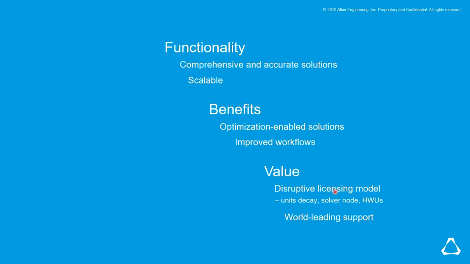So we spoke about the disruptive licensing model. Essentially, the more jobs you run, the more cores you use, the relatively cheaper it gets. And all this is using HyperWorks units. The same HyperWorks units that you use to run OptiStruct are the same HyperWorks units that you use to run HyperMesh, for example. And they're also the same HyperWorks units that can be used to run any third-party application as part of the Altair Partner Alliance. So that helps you in consolidating and lowering your software spend.